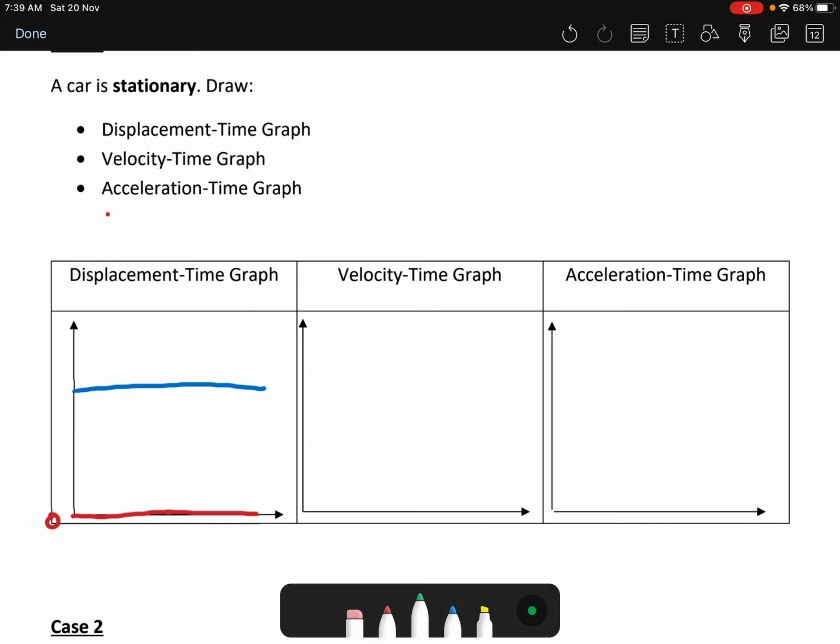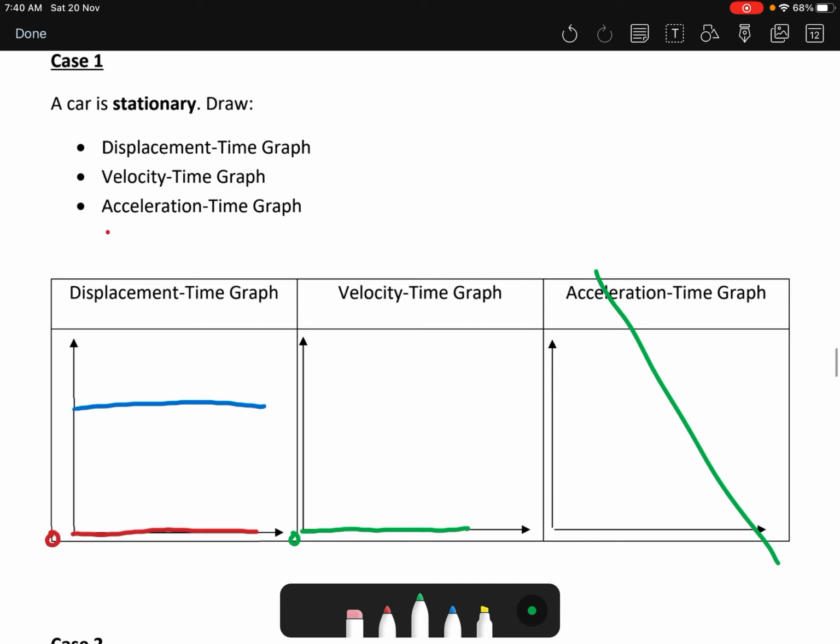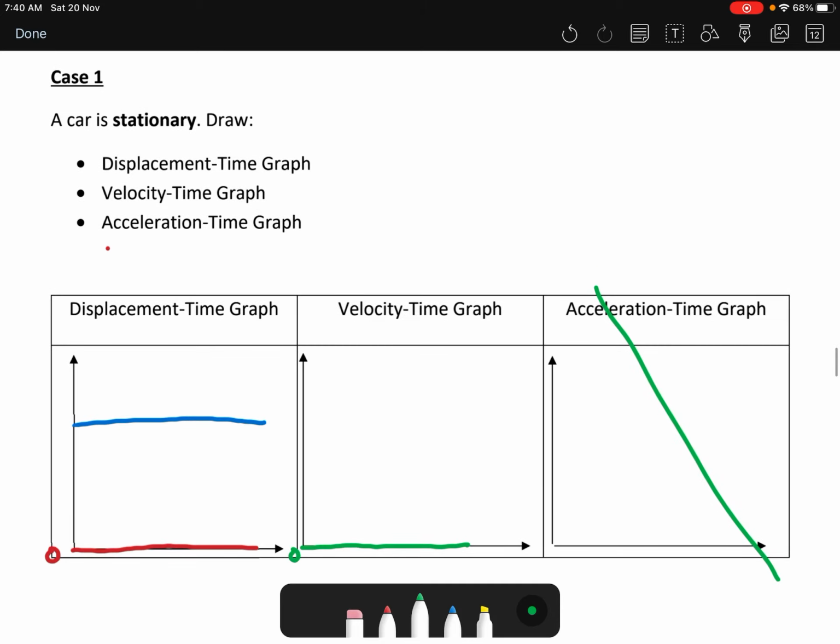Your velocity, since you are not moving, should be 0. Acceleration-time graph is not necessary for O level. So these are the graphs for a stationary car.